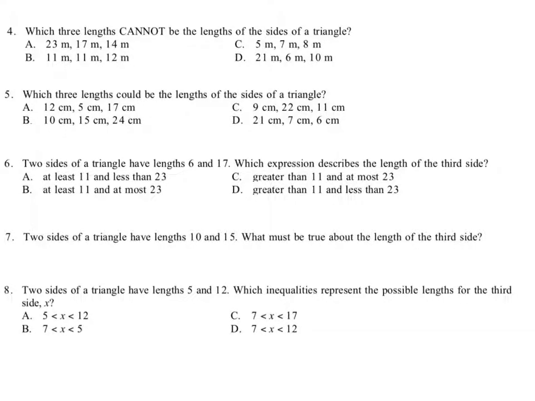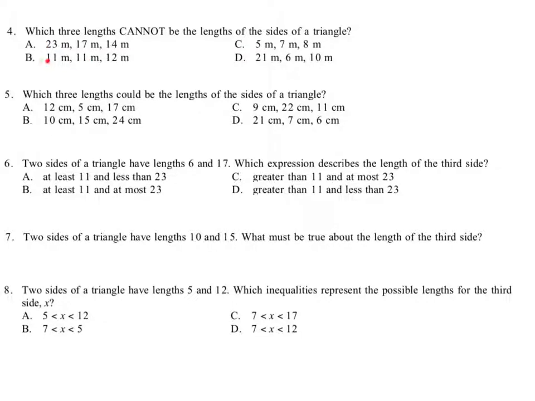The idea with all of these problems, triangle side lengths, is that the two shorter sides must add up to more than the length of the longest side. So if we're going to look at this first problem, which cannot be the lengths? Well, let's take a look at what we have for the first one. We have 17 and 14. If you add those together, you get 31. That's more than the longest side, so that's fine.